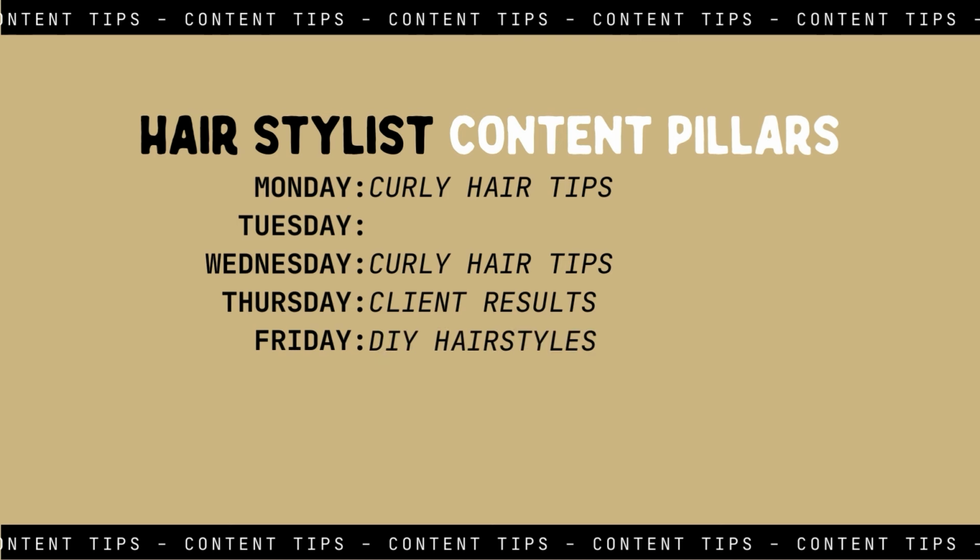On Friday, right before the weekend, maybe people have big events. She's posting more DIY hairstyles and showing people how they can do their hair to go out on a date, to go to a birthday party, to go wherever they need to go. Those are ways that we are priming her audience to consume her content in a way that makes sense. But you can see how we start to strategically align these content pillars to days of the week and really make it easy for her audience to consume that content when it's best for them.